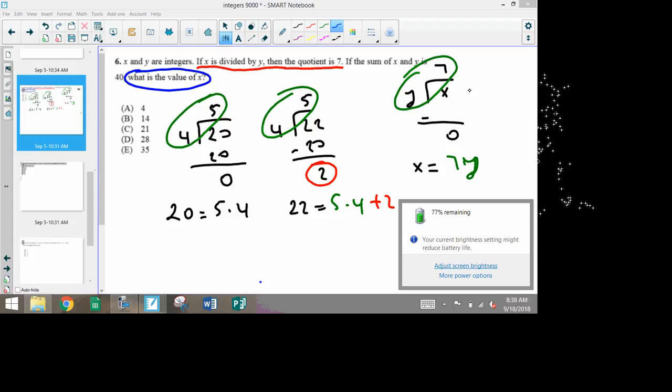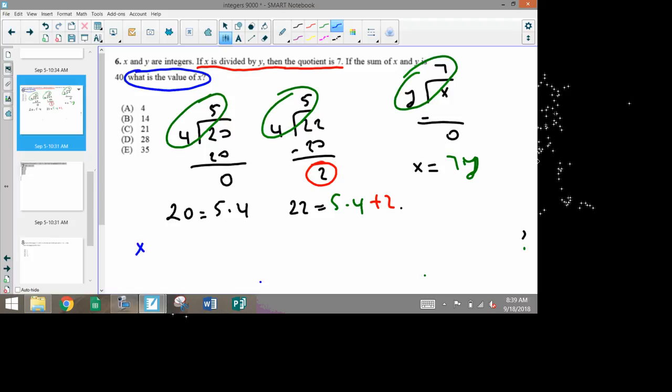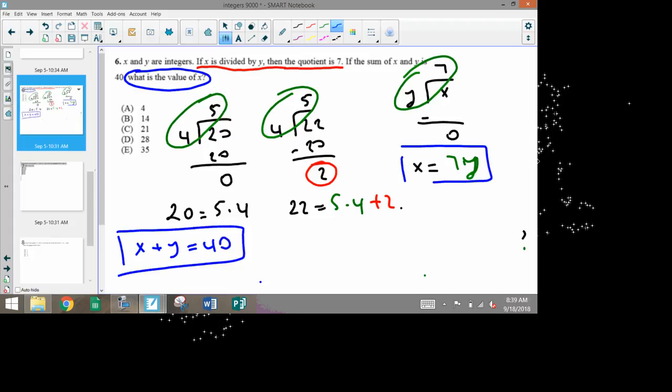And there is another expression: the sum of x and y is 40. Let me write that equation here: x plus y is 40. There is one equation and two variables, we cannot solve it. And I have another equation here: x equals 7y. This is the second equation. I have two equations and two variables. Is that clear so far? Class? Yes. Am I doing something wrong? No. Then let's solve those two equations. Let's combine them and then solve for x and y.